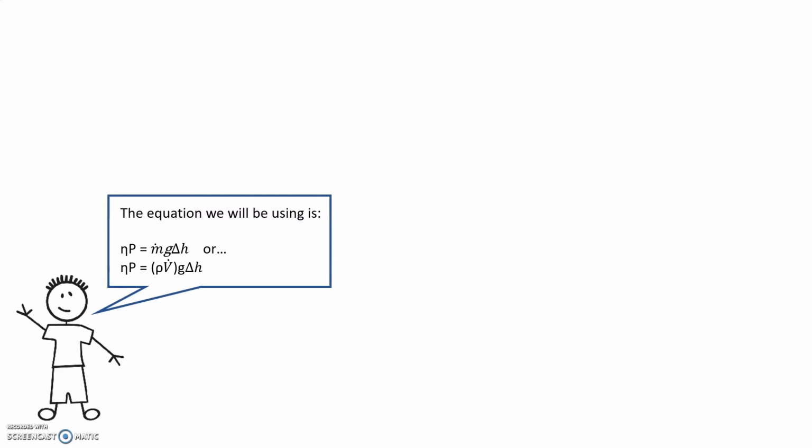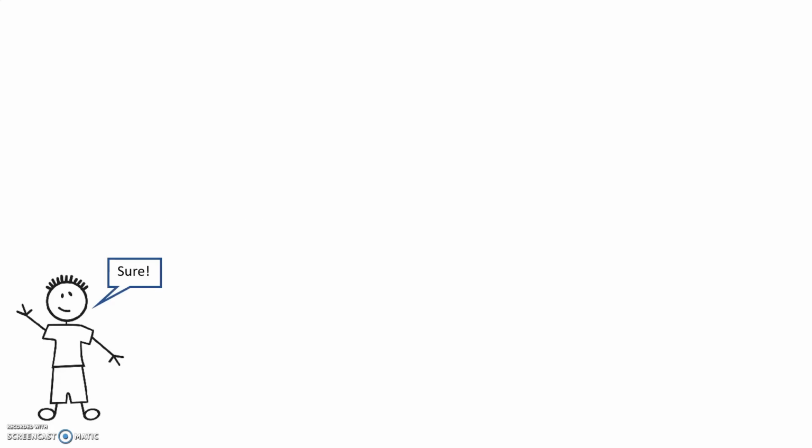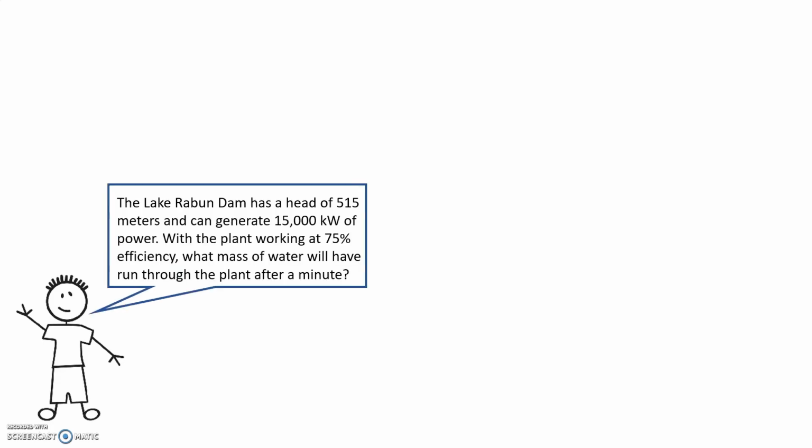Hydro Joe, can you think of one for us, please? The Lake Rabun Dam has a head of 515 meters and can generate 15,000 kilowatts of power. With the plant working at 75% efficiency, what mass of water will have to run through the plant after a minute? So let's make sure we remember our equations and start to tackle this thing.